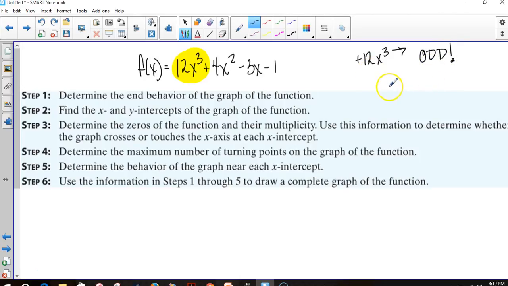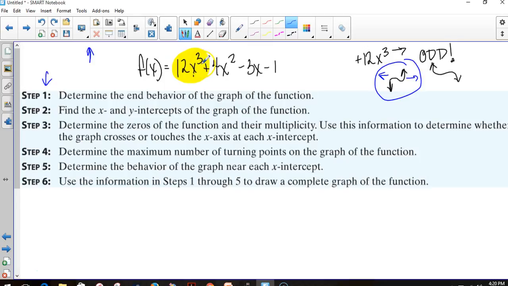So either one side's shooting down and then heading up from left to right, or maybe it started up high and then as it went from left to right, it ended down. Because it's positive, we know it's this one. So if my x's went off to negative infinity, my y values go to negative infinity. And as my x values go to positive infinity, my y values go to positive infinity. So I know I'm pointing down here and I'm pointing up here.